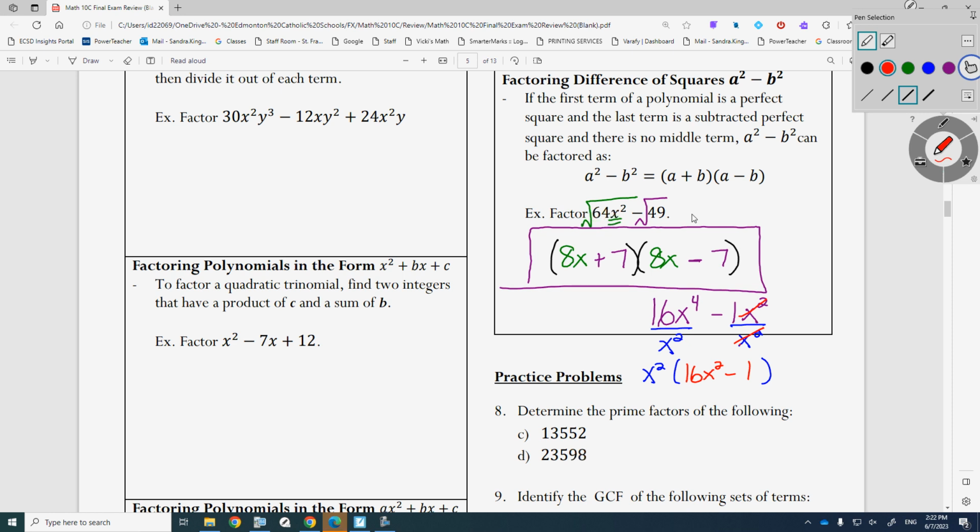If this was a multiple choice question, for sure that would be a distractor as an answer, and a lot of students would choose this one. This guy's not fully factored. What else can I do?